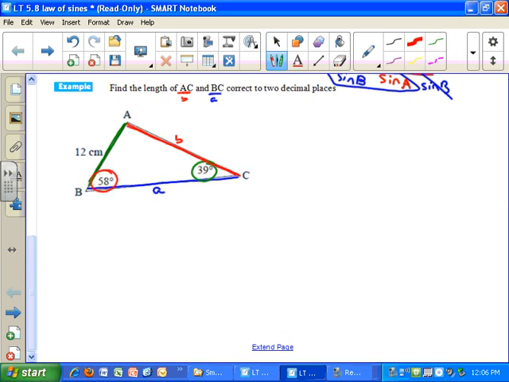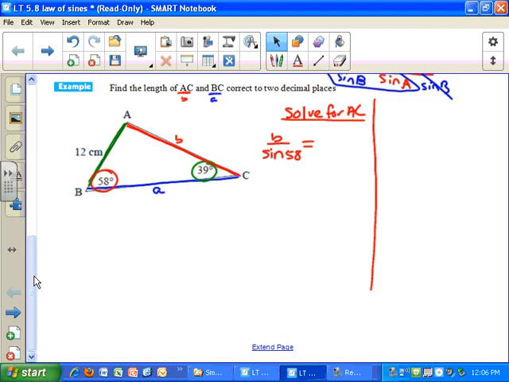Okay, because we already know the angle opposite of that, we can say that this is solving for AC. And we're going to have to do another one to the right. So solving for AC, we can say that b over the sine of b, which is 58, has to equal, now we have to use the one that we know, so we've got 39 degrees and 12 centimeters. So we'll put 12 centimeters on the top and the sine of 39 on the bottom.